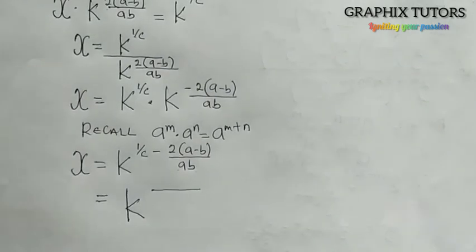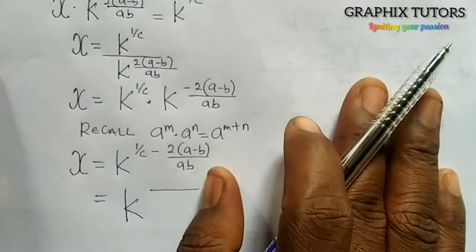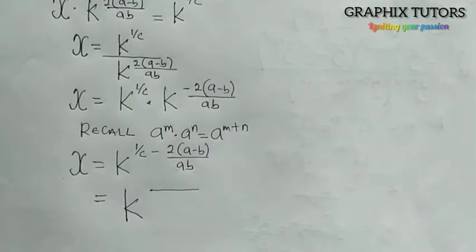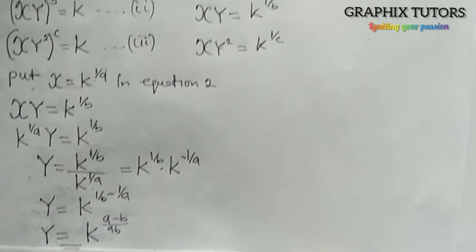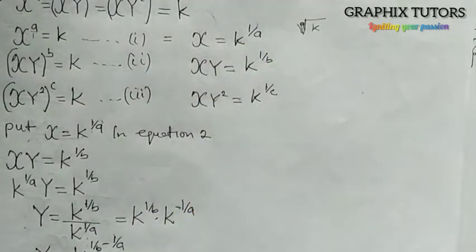So from here, before you even do that, we know what x is from the beginning of our solving. Our x, if you check it, will give us k to the power of 1 over a. Let me show you. Our x will give us k to the power of 1 over a, right? So we'll take it up back.